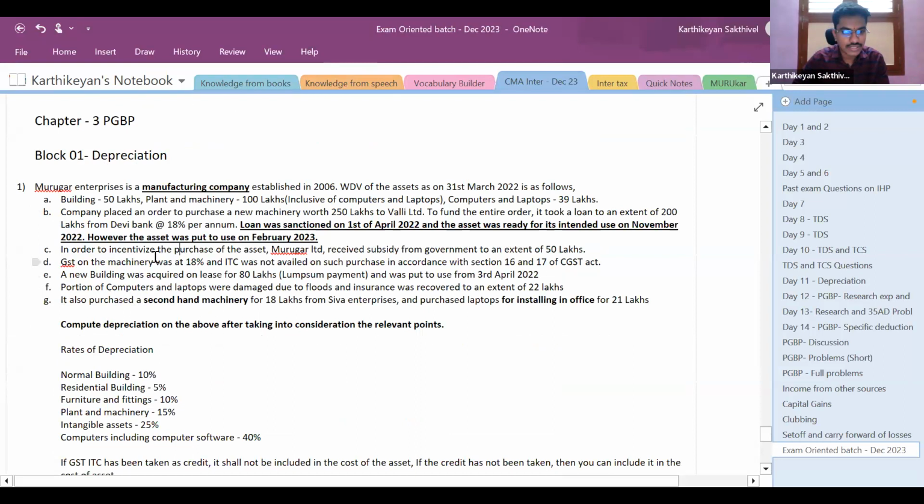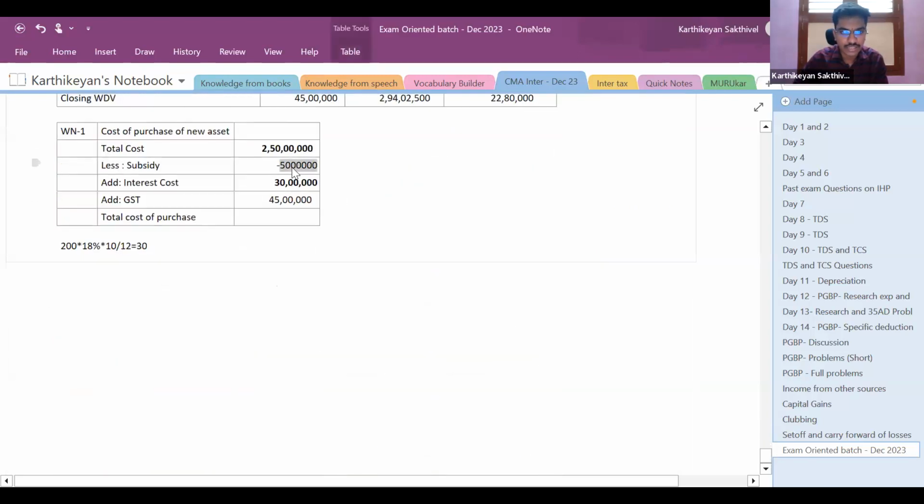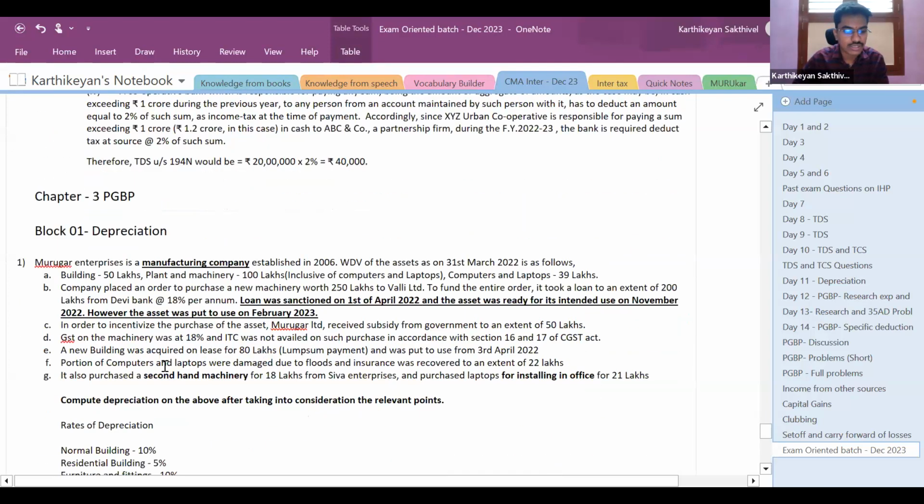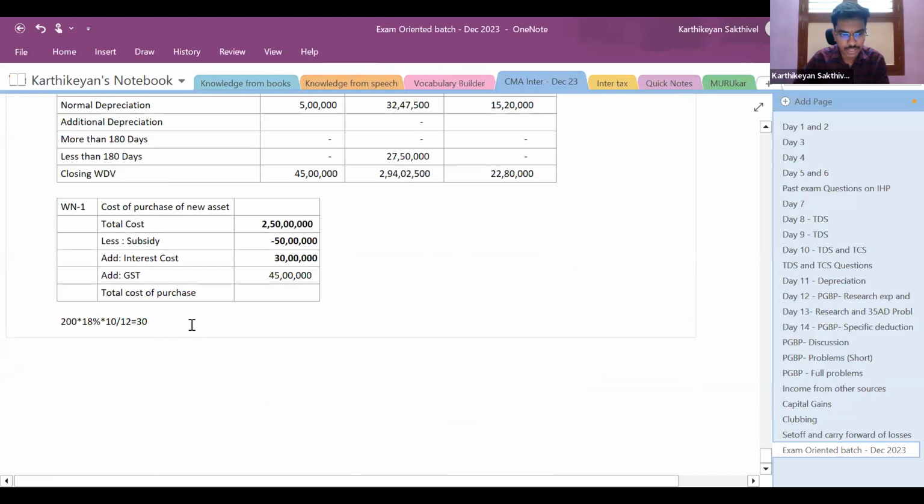In order to incentivize the purchase of the asset, Murugan Limited received a subsidy from the government to an extent of 50 lakhs. Subsidy is met by the other person. Correct? Cost is met by the other person, so it is to be reduced. So 50 lakhs is to be reduced. Okay. What is the next point? GST on the machinery was at 18%. ITC was not availed on such purchase. So 250 into 18%.